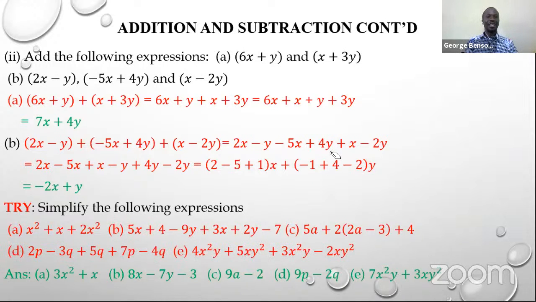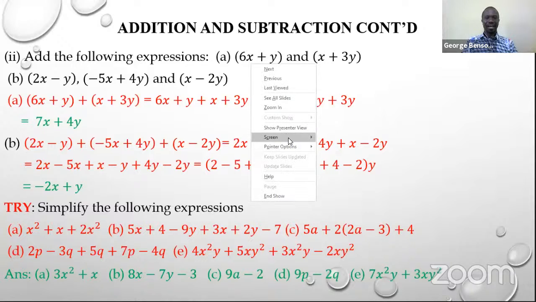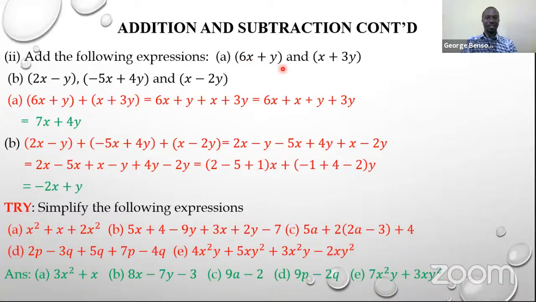We said that we add the following expressions. A, we have 6x plus y and x plus 3y. Then the B. Let's look at the A first. The first thing we need to do is to write this one. So we have 6x plus y. This one, it was put in brackets. So we first bring them in brackets like that. Then we bring the plus and then we bring the second one.